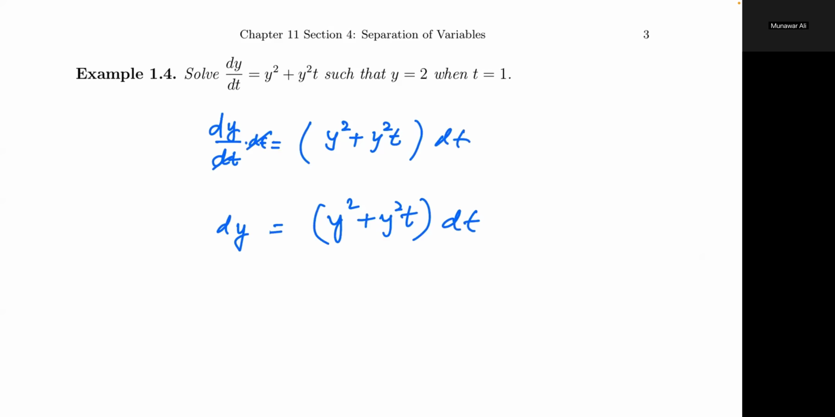Yeah, very good. So we have to factor out y square. Sometimes this is the key point, like you have to factor out something to separate the variables. If we do this, we'll get y square times 1 plus t dt. And what is the next step? Yeah, divide by y square.